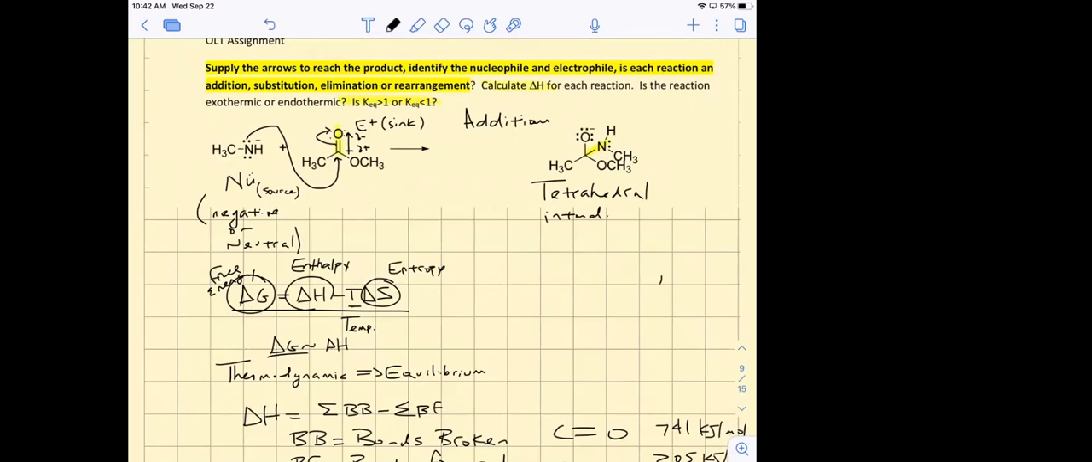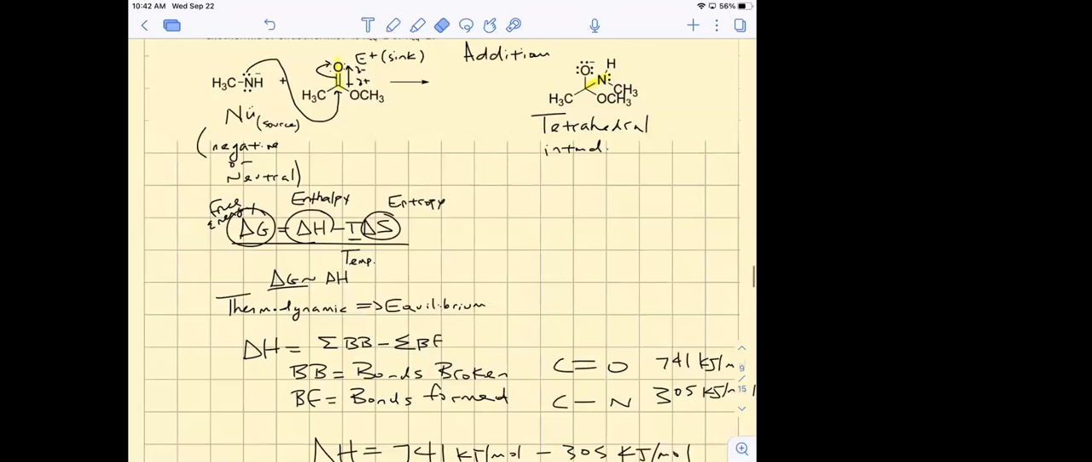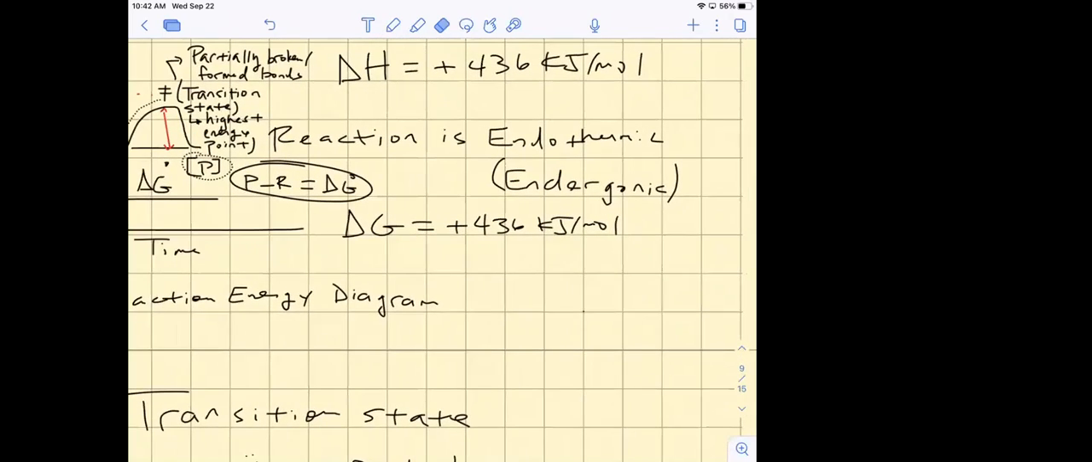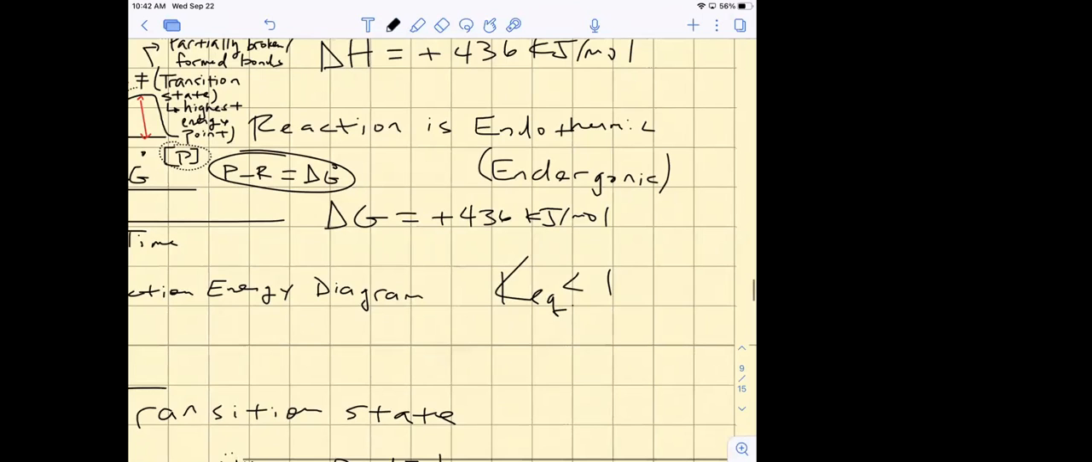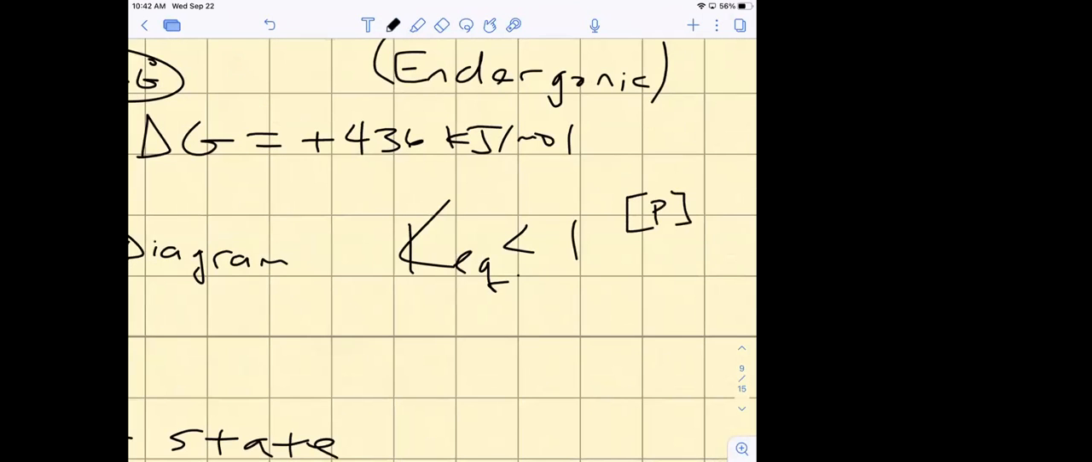All right, so for an endothermic reaction, in this particular case, KEQ, which is the equilibrium constant, is less than 1. Right? Does anybody remember what the equilibrium constant measures? Anybody? Is it the rate at which the products and the reactants are equal?